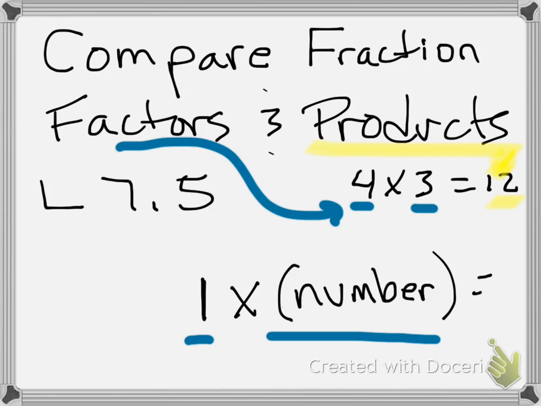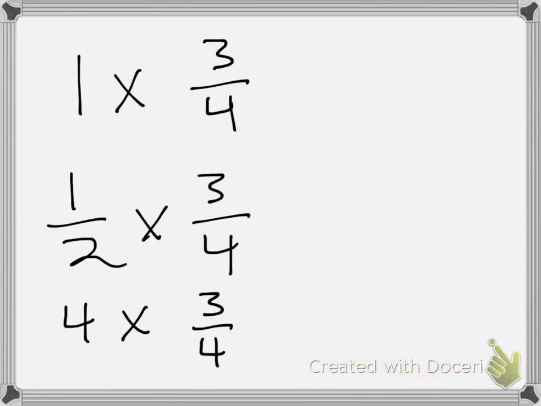And to do this, we really want to focus in on what we already know. 1 times a number is the same number, right? So let's look over here. I have 1 times 3/4. Well, I don't even have to do the math. I know 1 times any number is the number. So this is 3 over 4.